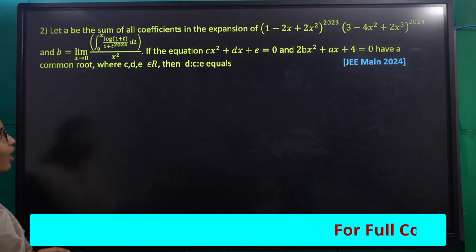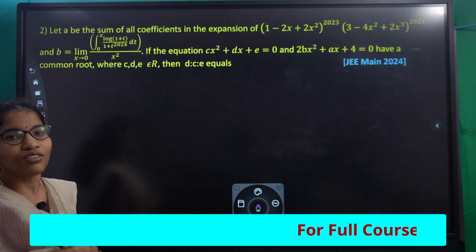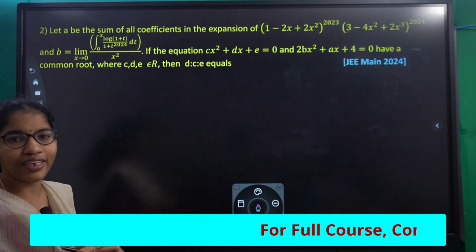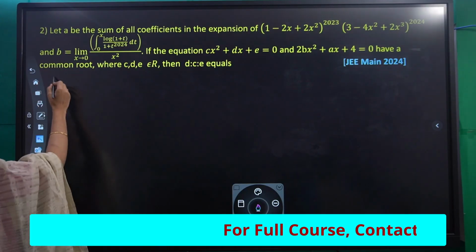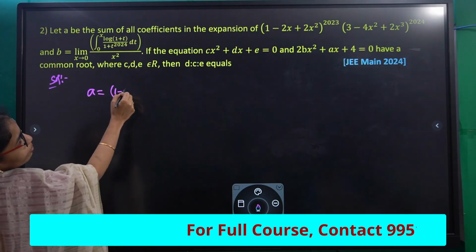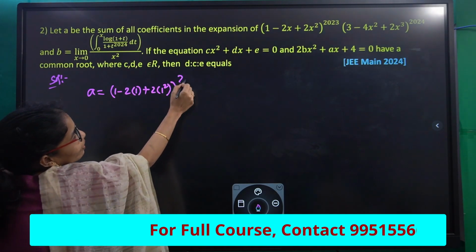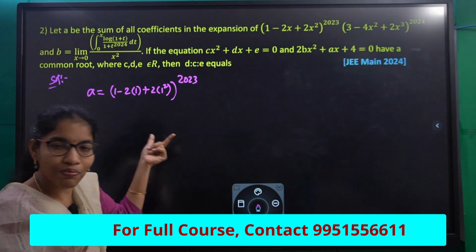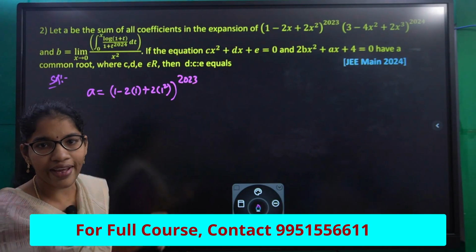So already you know how to find the sum of all the coefficients in the expansion. Always you have to take the variable value as 1. Then you will get the sum of all the coefficients in the given expansion, right? So first tell me A, the sum of all the coefficients. So what is A here? A is (1 minus 2 into 1 plus 2 into 1 square) whole power 2023. Right? So when we are substituting the variable as 1, then we are getting the sum of all the coefficients in the given expansion.